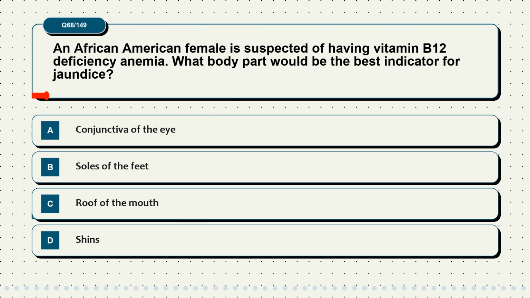Question 68. An African American female is suspected of having vitamin B12 deficiency anemia. What body part would be the best indicator for jaundice? Here are the options. Option A, conjunctiva of the eye. Option B, soles of the feet. Option C, roof of the mouth. Option D, shins.